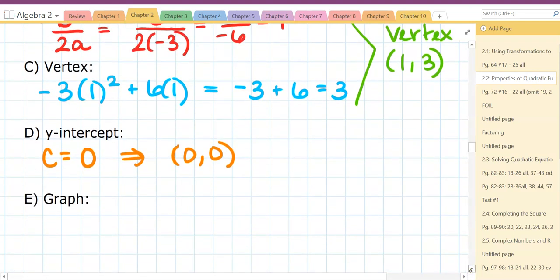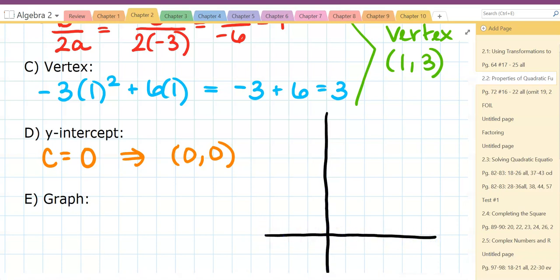So to graph this one, our vertex is at 1, 3. We've got a point at 0, 0. Remember that imaginary line is going through that vertex point. So we want to reflect 0, 0 over to the other side, so that becomes 2, 0. And then we graph that in.